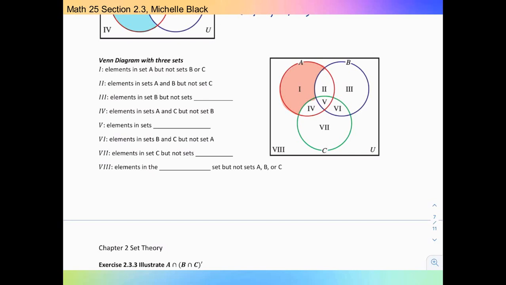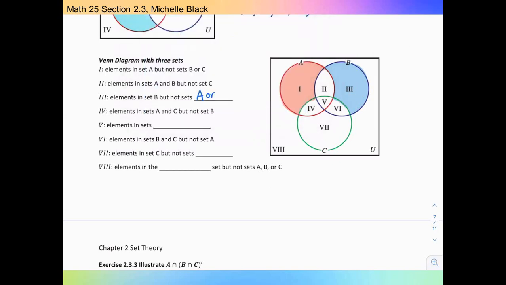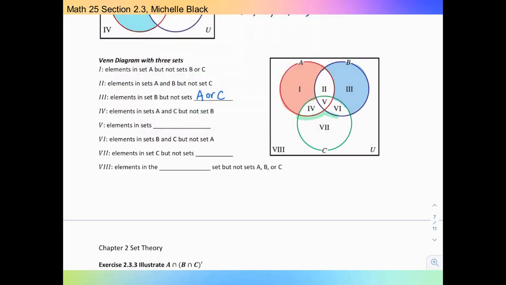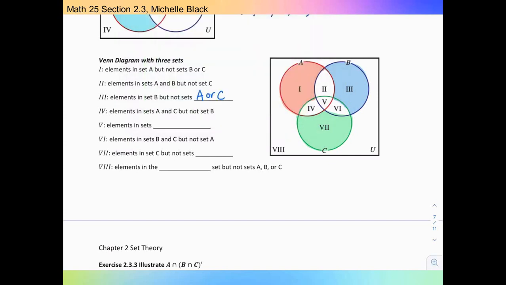Let's move on to region 3. So in region 3, we have a similar thing happening, but with set B. So region 3 are going to be all of the elements that are in set B, but not in sets A or C. And I'm going to skip again down to region 7. So region 7 are going to be all of the elements that live in set C, but not A or B.